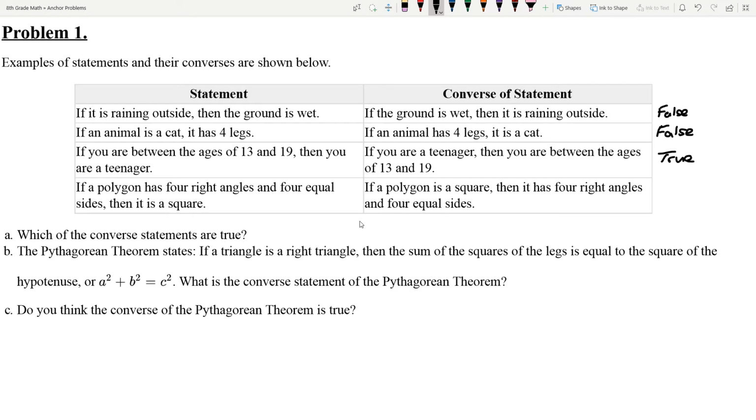If a polygon has 4 right angles and 4 equal sides, then it is a square. If a polygon is a square, then it has 4 right angles and 4 equal sides. That is also true.